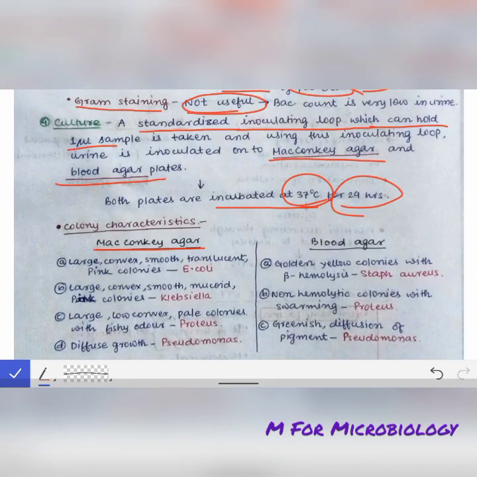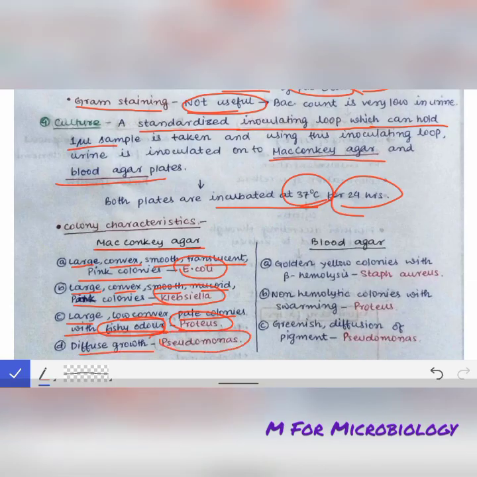In MacConkey agar, if there are large, convex, smooth, translucent, pink colonies, then probably this is E. coli. If the colonies are large, convex, smooth, mucoid, and pink, then probably the bacteria is Klebsiella pneumoniae. If the colonies are large, low convex, pale with a fishy odor, then probably the bacteria is Proteus. And if there is diffuse growth, then probably the bacteria is Pseudomonas.